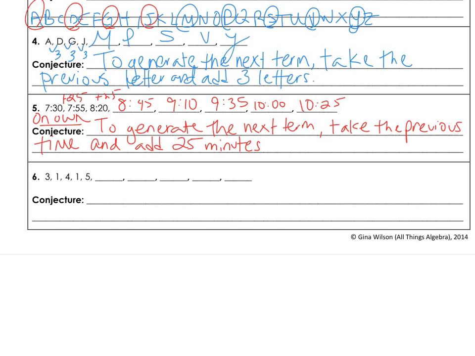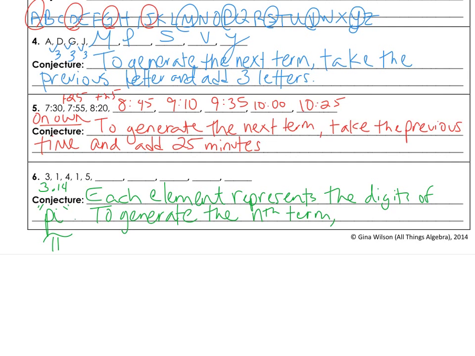If we have 3, 1, 4, 1, 5, this one's a little tricky, but if you remember from when you dealt with pi in the past, it is 3.14, but if you keep on going, these are actually the digits of pi. To generate the nth term, so that would be any term in the sequence, you just need to determine the digit of pi that you were working on. So that means that 3.14, 15, 9, 2, 6, 5, and 3 will be the next digits of pi.